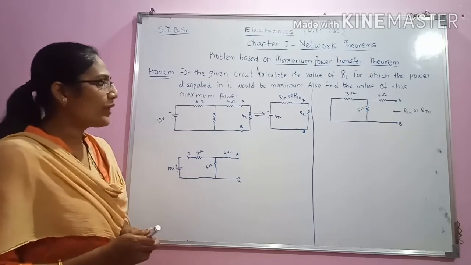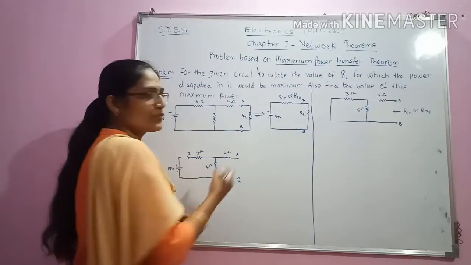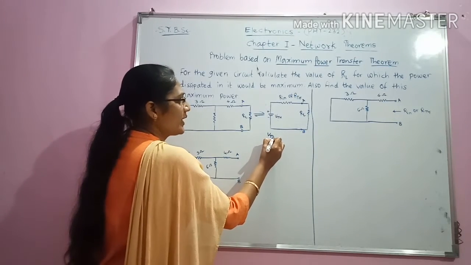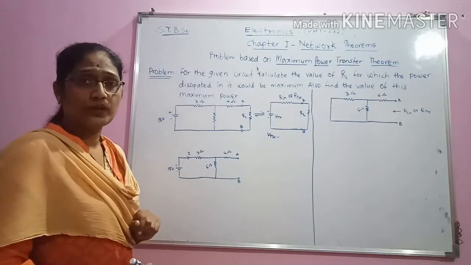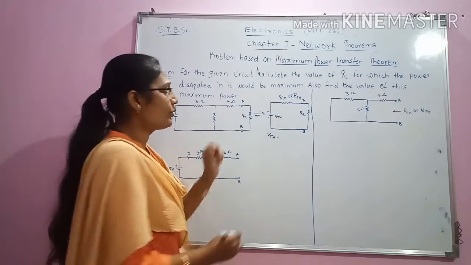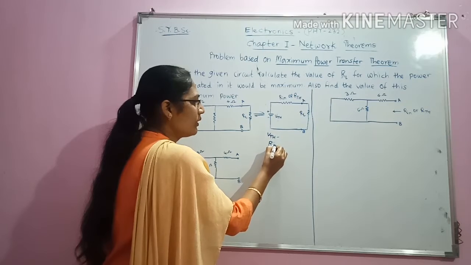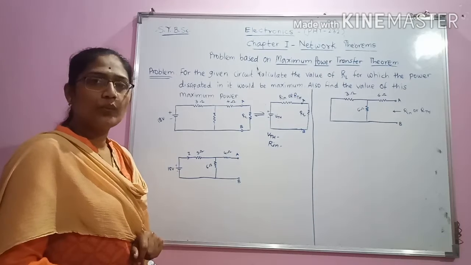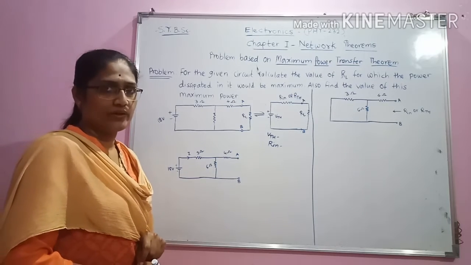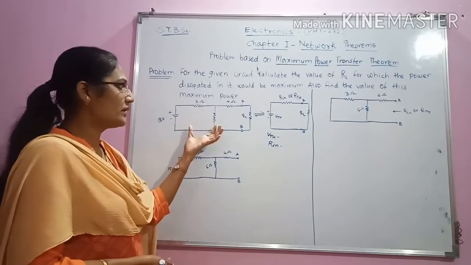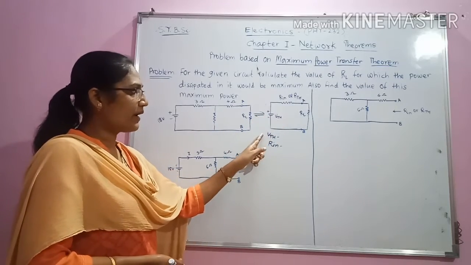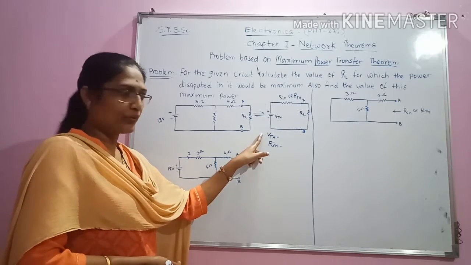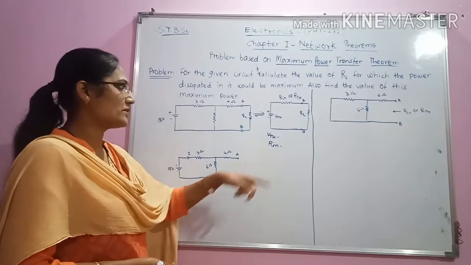Now we have to find out the VTh value, that is Thevenin's voltage, and we have to calculate the value of Rth, that is the internal resistance or equivalent resistance or Thevenin's resistance. When we replace the given circuit by this, these are called Thevenin's voltage or equivalent voltage and equivalent resistance.